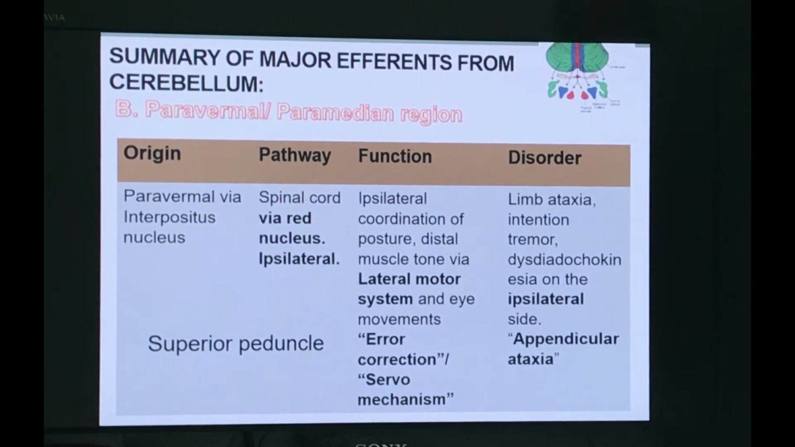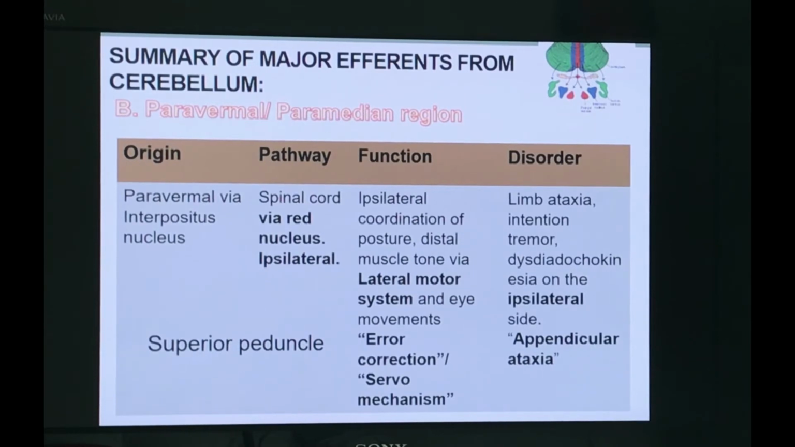Though the crossing occurs, the crossing occurs twice. So please remember, each hemisphere of the cerebellum controls the same side of the body. Though there is crossing over, it occurs twice, so that the control will be on the same side of the body. So there will be ipsilateral coordination of posture and mainly maintenance of the distal muscle tone, especially of the distal area, the hand and the feet, and then coordination of the eye movements as well.